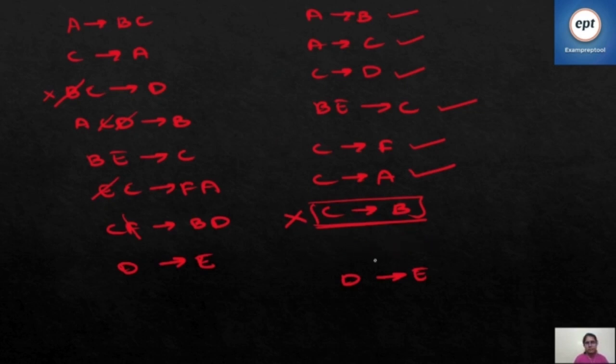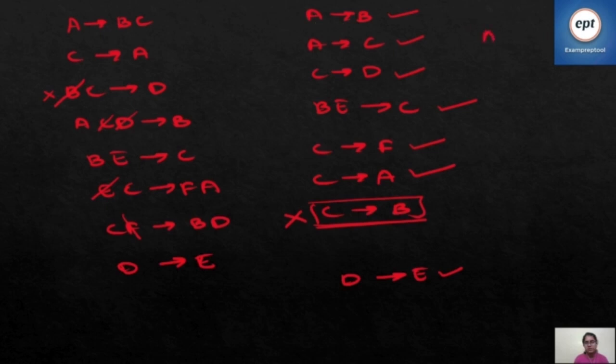Okay, and from D and E, if we take the attribute closure of D and consider all these FDs, are we able to derive E? No, it is not possible, so that's why this is also unique. Okay, so these are all unique ones. So let's write this in combined form.